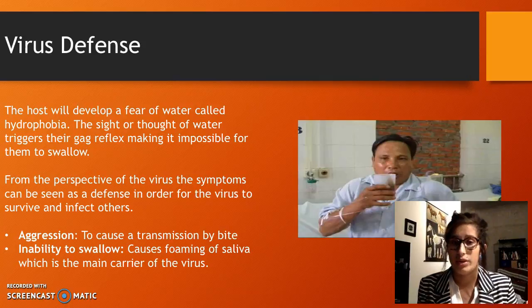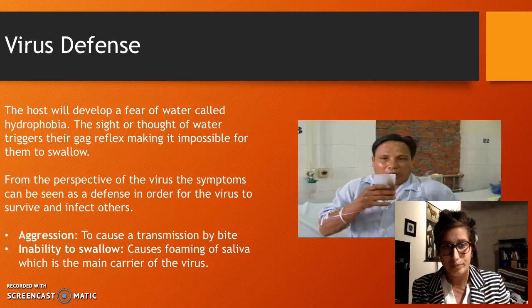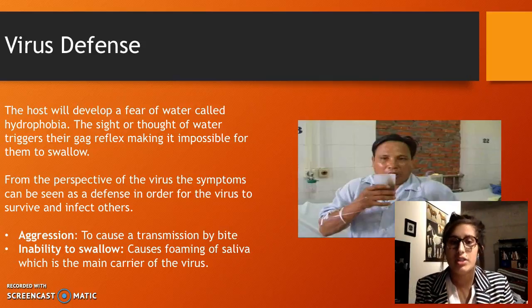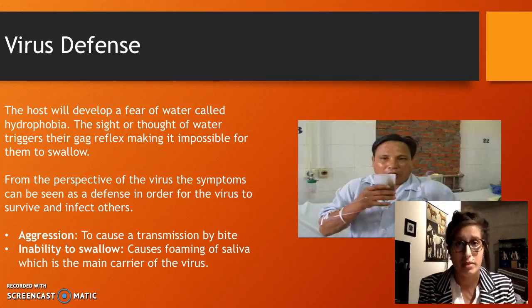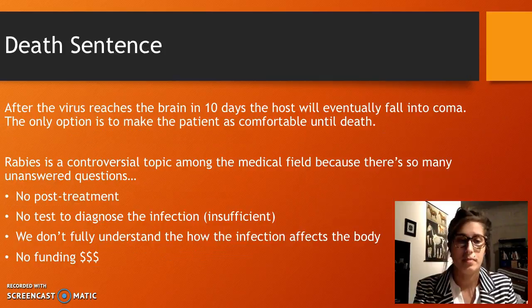The sight or the thought of water triggers a gag reflex in the throat, making it impossible for them to swallow. From the perspective of the virus, the symptoms can be seen as a defense of the virus in order to infect other people. Let's take aggression. Aggression is to cause the transmission, to cause the host to bite another person. The inability to swallow causes foaming at the mouth, and this is the main carrier of the virus.